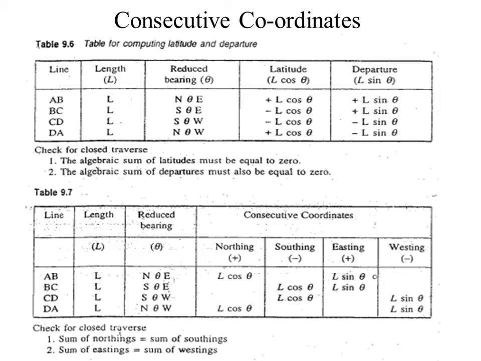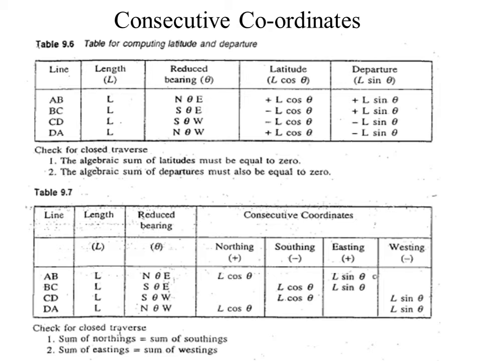Then we will see how to write the consecutive coordinates in the form of northing, southing, easting and westing. So we will consider the same closed traverse. Let us say a line is AB and having the reduced bearing N theta E. Then the latitude of the line is plus, therefore the latitude we are going to enter in the northing column, whereas in the first quadrant the departure is positive, therefore we are going to enter departure, that is L sin theta, in the easting column.